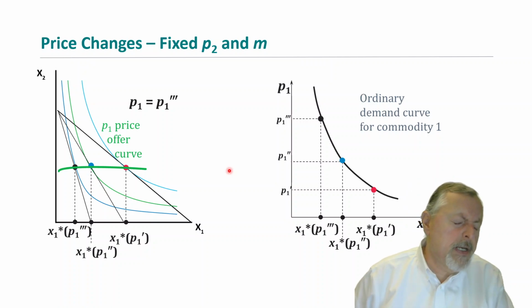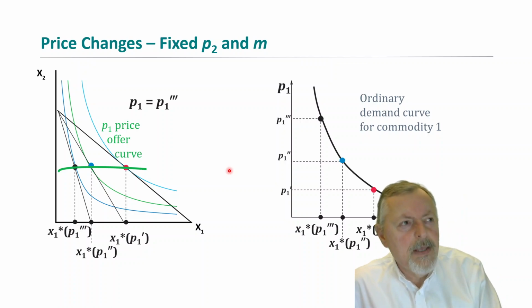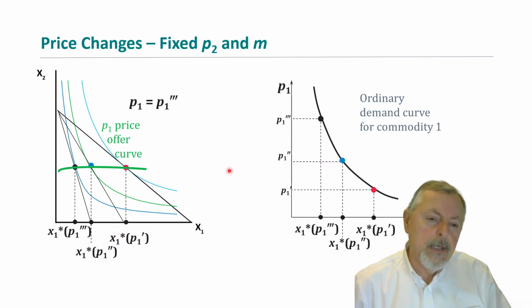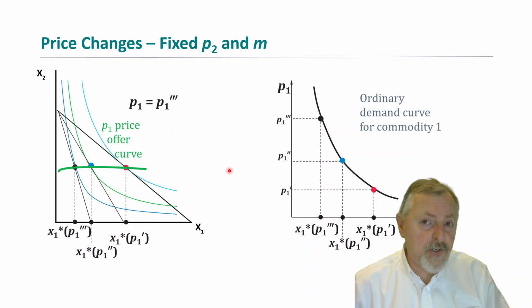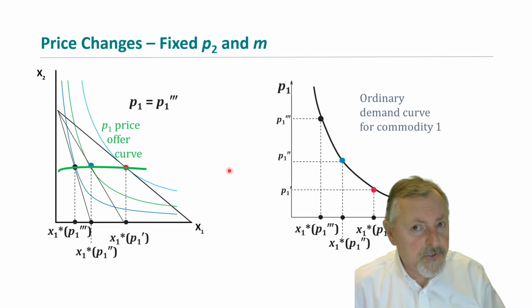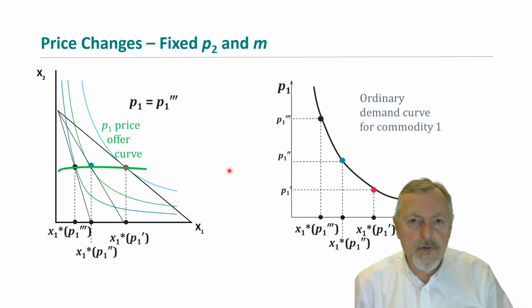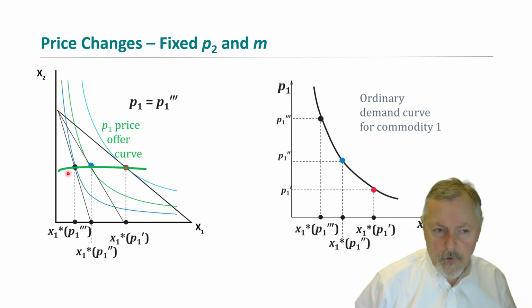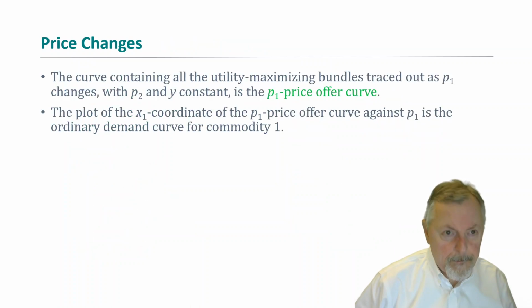I should point out that the terminology in this book, which is a great book, is a little non-standard here. When I was taking this class back when the dinosaurs roamed the earth, this was called the price expansion path. I think that's still a more common term. So if you ever see the other name, price expansion path, it's the same as price offer curve. That's a definition of it.